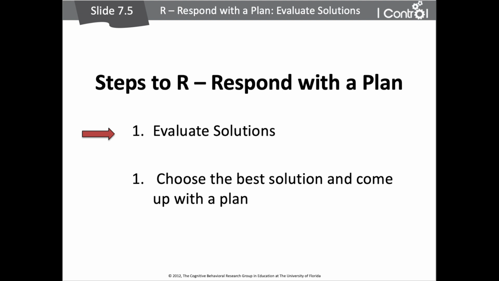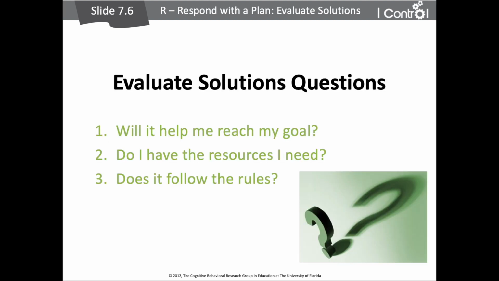For now, let's focus just on the first part, learning how to evaluate solutions just like you would when you play tic-tac-toe. Once you have checked for a problem, named your problem and figured out your goal, and came up with some solutions, it's time to evaluate those solutions by figuring out the strengths and weaknesses of each one. Here are questions to help you evaluate solutions.